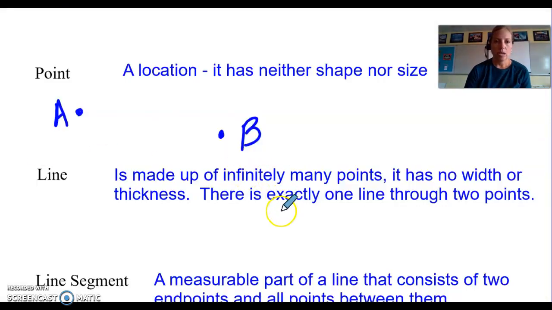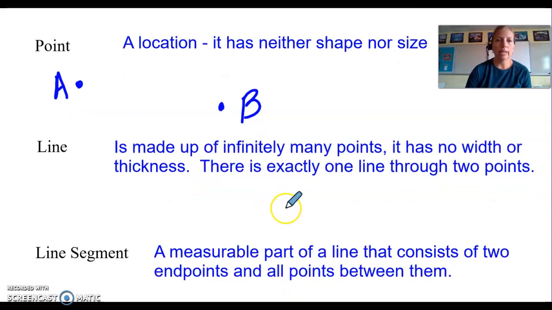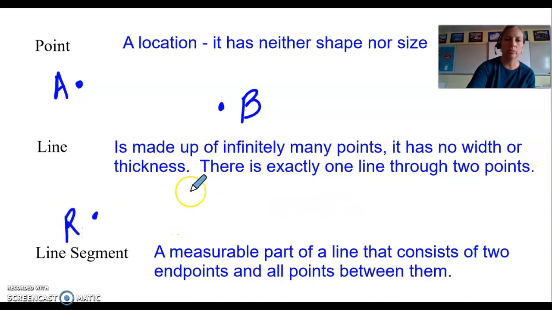All right. Lines. So lines are made up of infinitely many points. It has no width or thickness. There's exactly one line through any 2 points. So if I make this point and I call it R, and then I have another point, whatever, here, we'll call that one T, right? Through those 2 points, there's only one line that we can create.